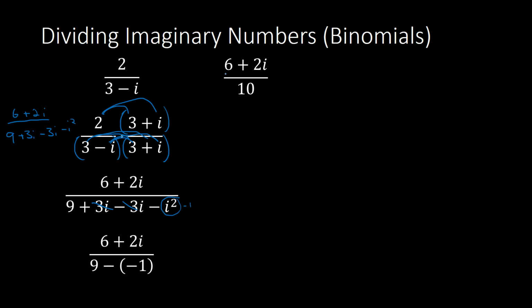And then lastly, I can reduce. I can divide every part by a 2. Divide 6 by a 2 to get a 3. 2 by 2 gives me a 1. 10 divided by 2 gives me a 5. So my solution would be 3 plus 1i over 5.